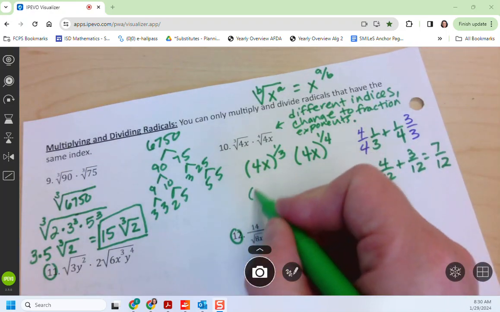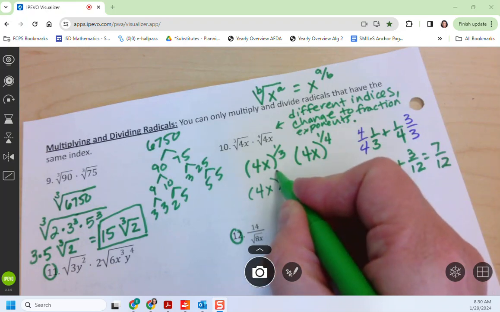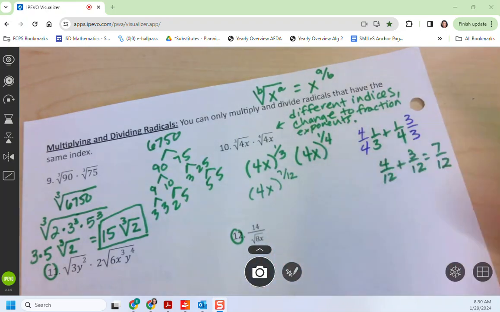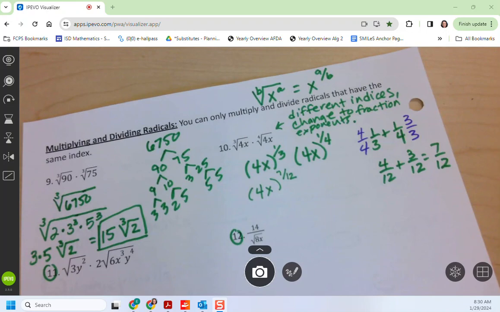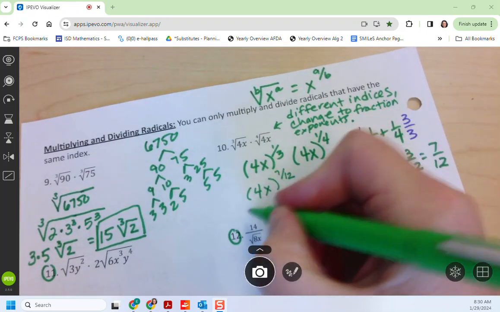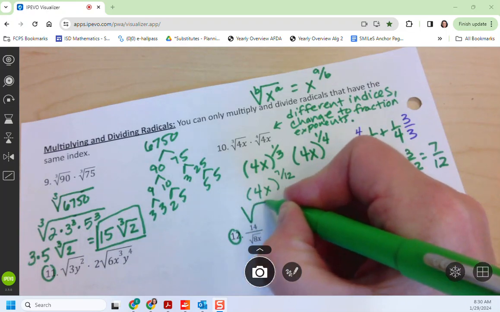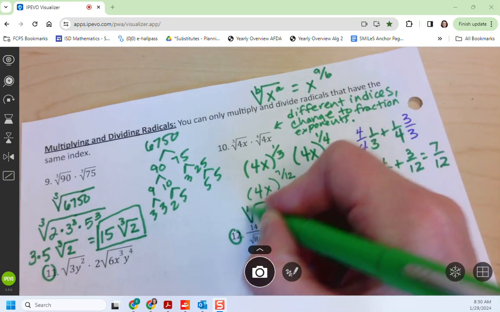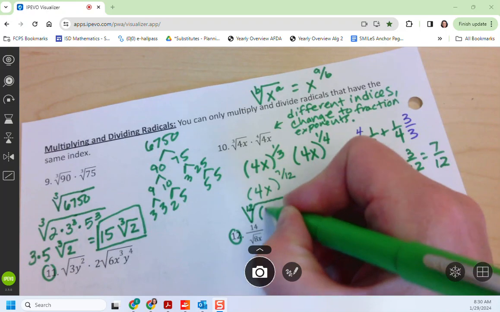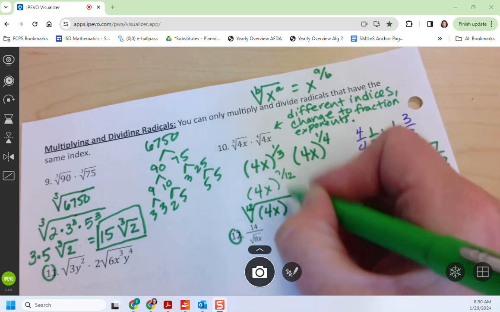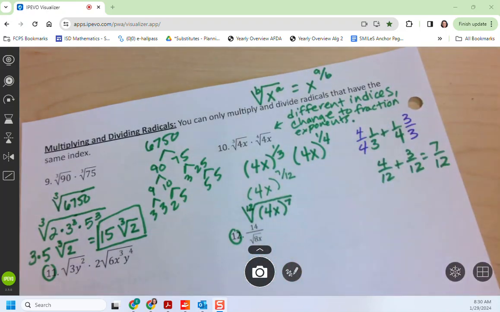So I get 4x to the 7/12 because I added the exponents. And then I'm going to rewrite it as a radical. So when I rewrite it as a radical, the denominator becomes the index, and then the numerator is the exponent. So it's going to look like that.